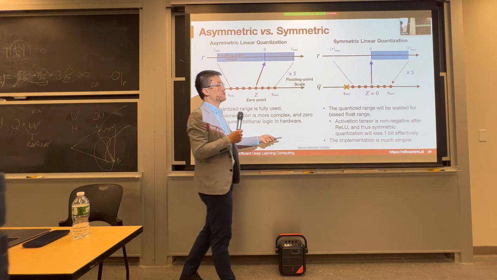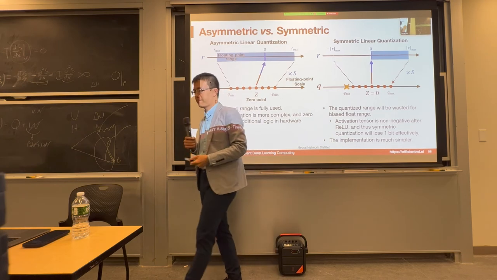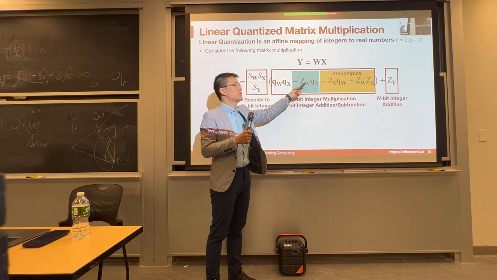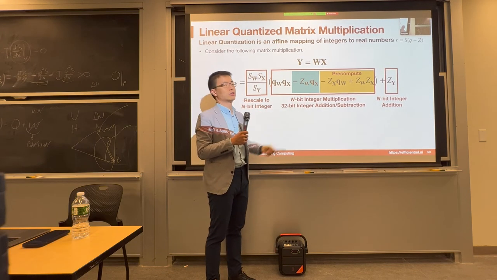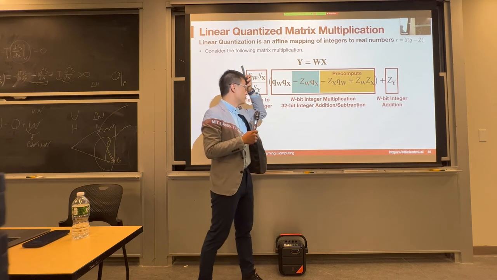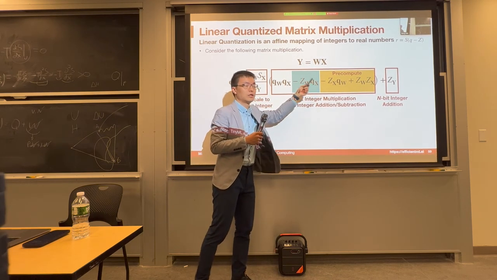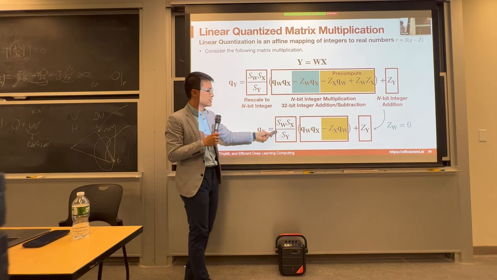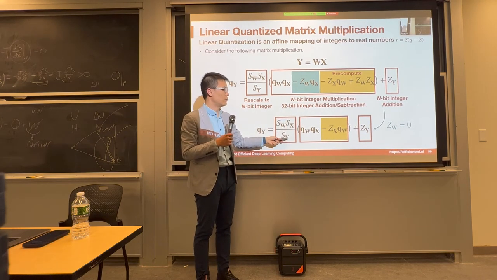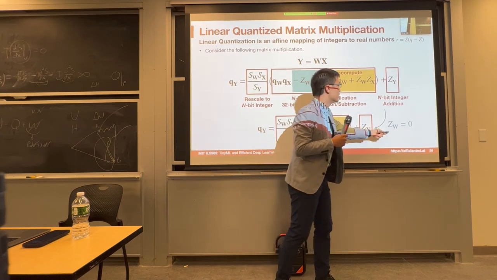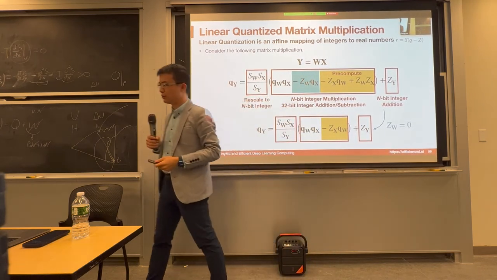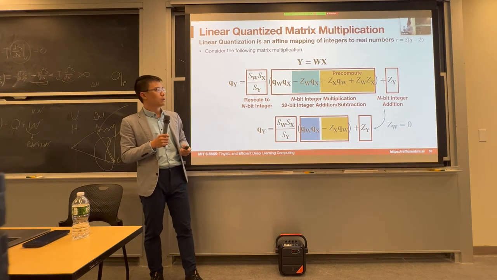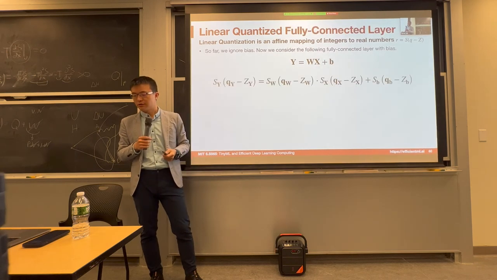But the advantage is that the implementation is much simpler. Since we can get rid of this term, which is ZW, if zero will be mapped to zero, so the zero point of W probably is zero. And also for the activation, no matter what it is, since it's dynamic, we can get rid of that term, which will simplify our equation to be this scaling factor of weight, activation, and the output. We have this also for the additional zero point for the Y. We can have this term.